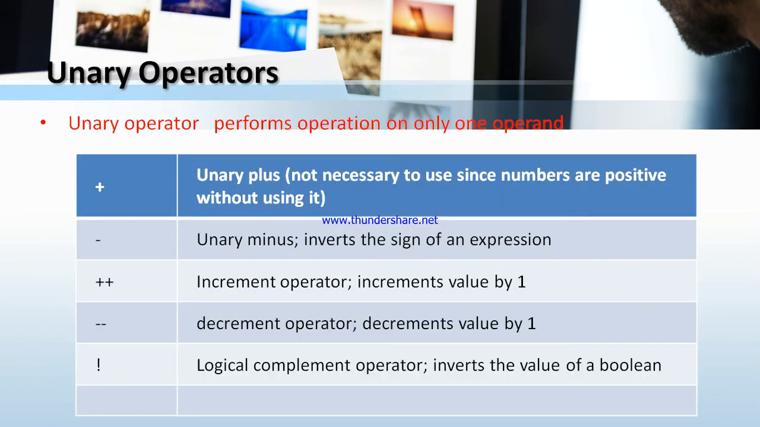Let's go to the Unary Operator. These are the operators that perform an operation on only one operand. There are some symbols available in the Unary Operator: plus, which is not necessary to use, and minus, which inverts the sign of an expression. Plus plus is the increment operator, similar to C language, which increments the value by 1. Minus minus is a decrement operator, which decrements the value by 1. And the logical complement operator inverts the value of a Boolean. For example, with plus plus a value 10 becomes 11, and with the minus minus decrement operator, a value 10 becomes 9.